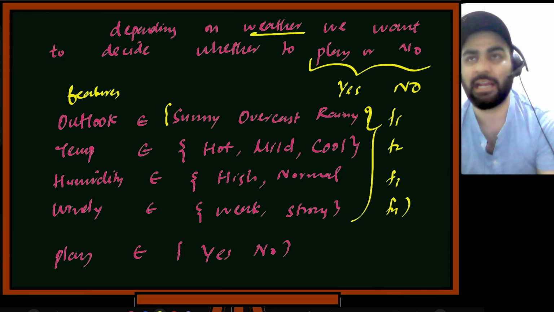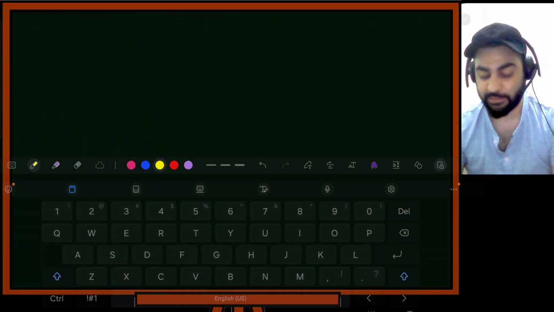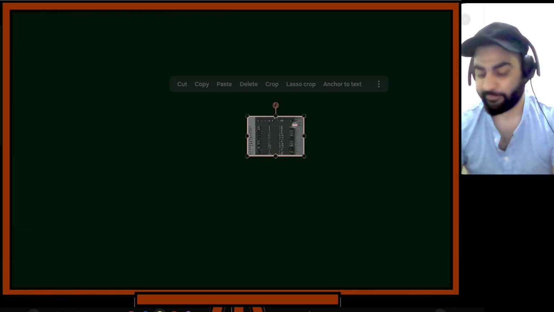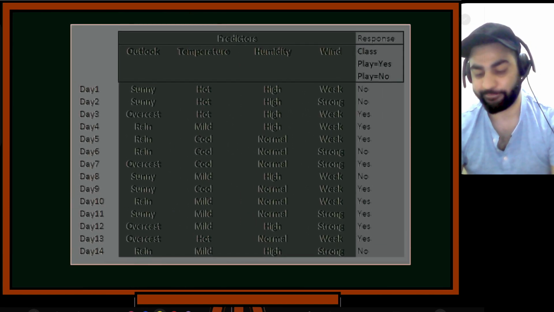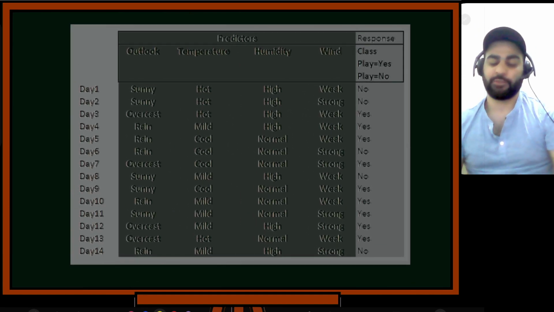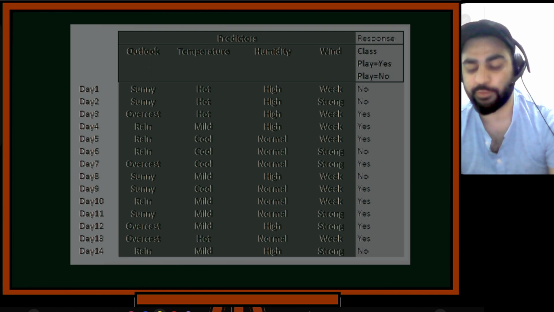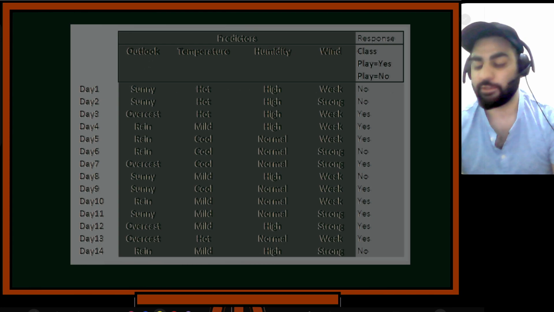Now I'll be given some data. So what is the data like? I'll just paste the data. So this is my data. Here I have data for 15 days. For day 1, the outlook was sunny, temperature was hot, humidity was high, and wind was weak. So I did not go for the play. Given these features, I did not go for play.